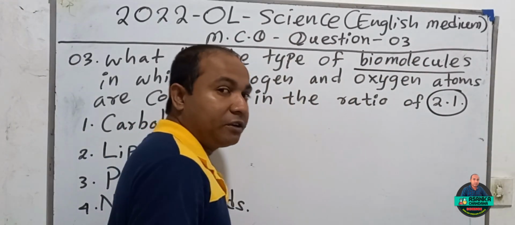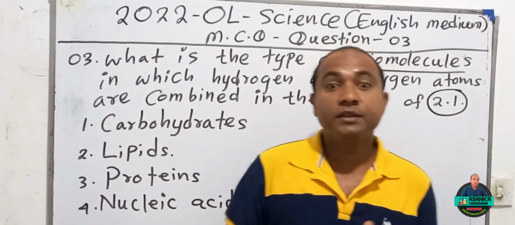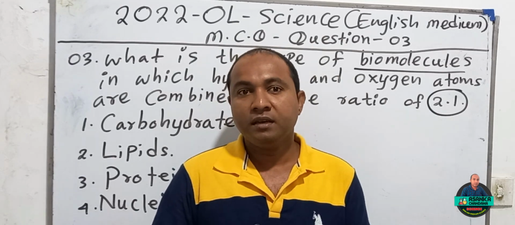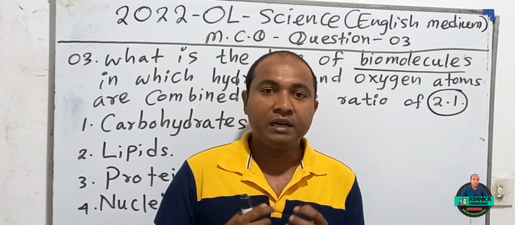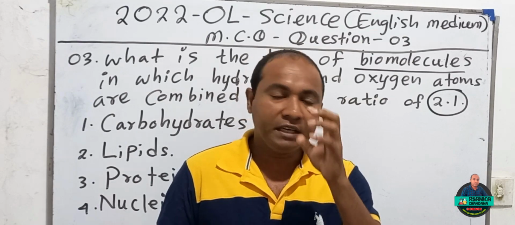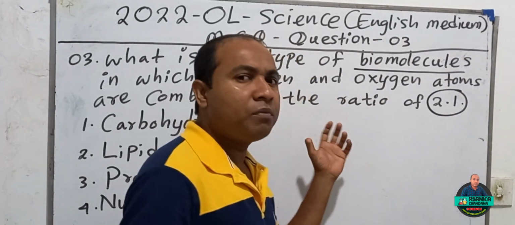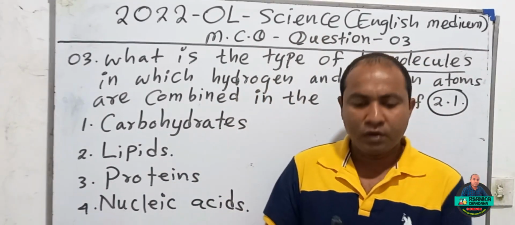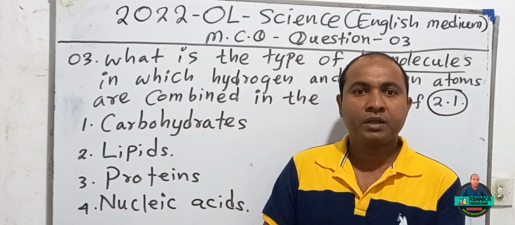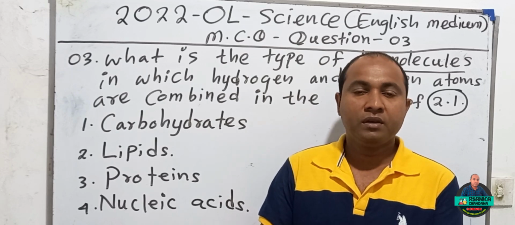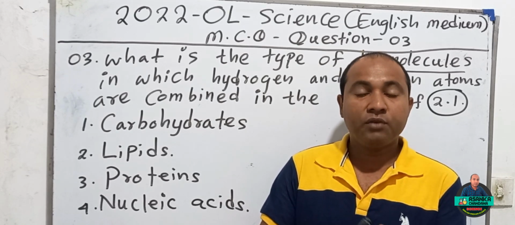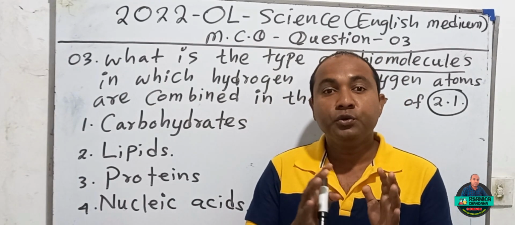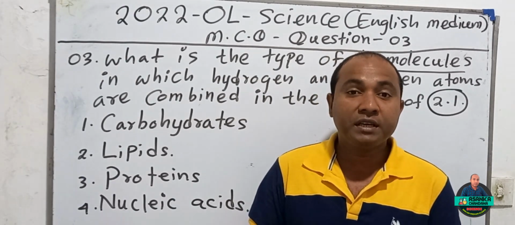In grade 10, we learned in unit 1 about biomolecules. Biomolecules mean organic compounds which build up our living body. Here we learned about 4 types of biomolecules. What are the 4 types you learned? One of them is carbohydrates. Second one is protein. Third one is lipids. And fourth one is nucleic acid. Those are the biomolecules you learned in unit 1 of grade 10.